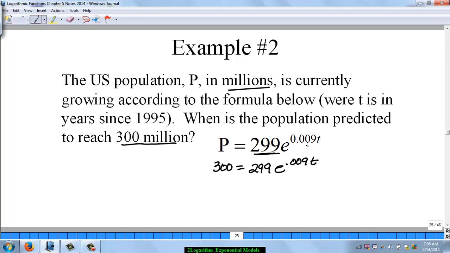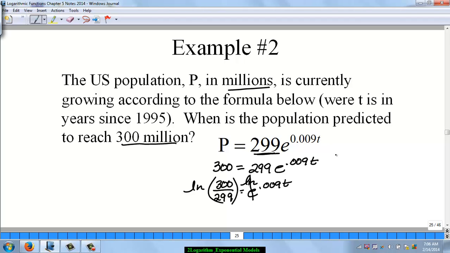E to the 0.009t. Now I know this is growing continuously, 0.9% continuously. So when I get this now, before I used to have you graph it, now you can just solve it mathematically, so we can divide by 299. So I have 300 divided by 299 equals e to the 0.009t. And I'm going to natural log both sides because there's no other way to solve for t. And when you do this, I can say on the right, thanks for playing, because natural logging base e undoes it and it turns to 1.